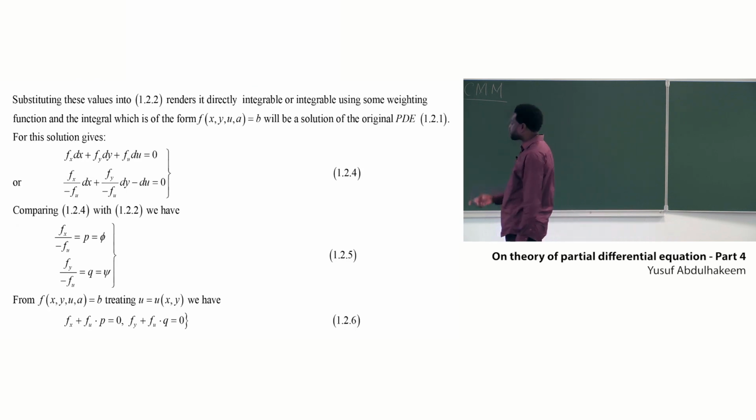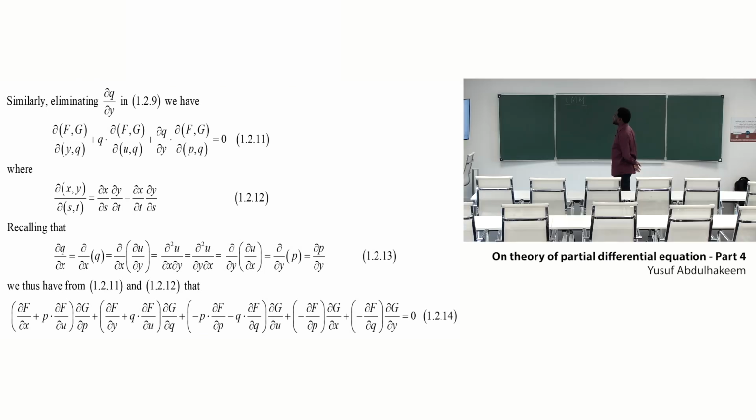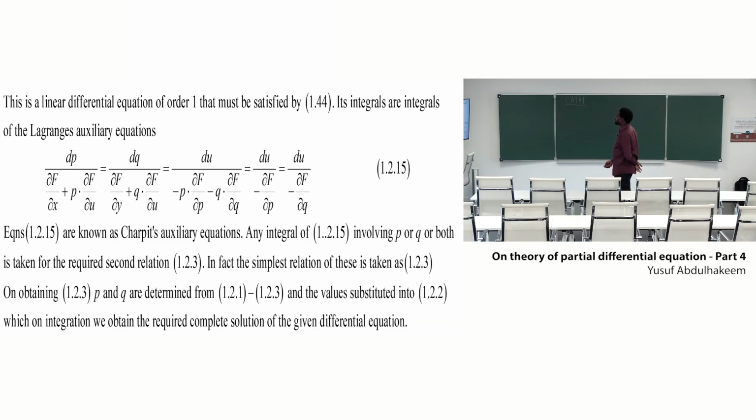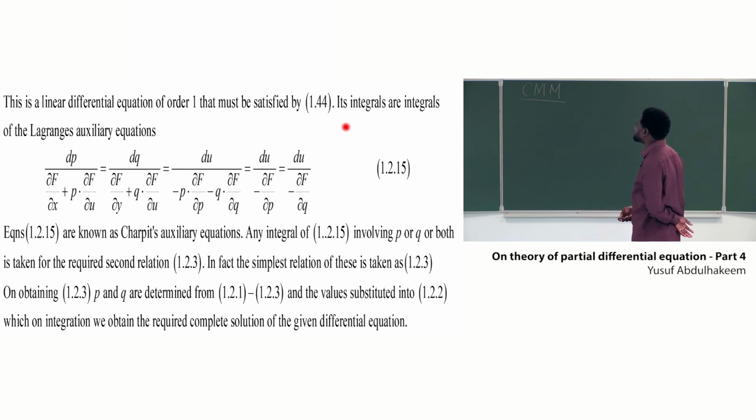So we move on and obtain this, and after everything, we're able to give the general form. We arrive at a linear differential equation of order 1 that must be satisfied. Its integrals are integrals of the Lagrange's auxiliary equation. So these equations, 1.2.15, are known as Charpit's auxiliary equations, also known as the characteristics method.